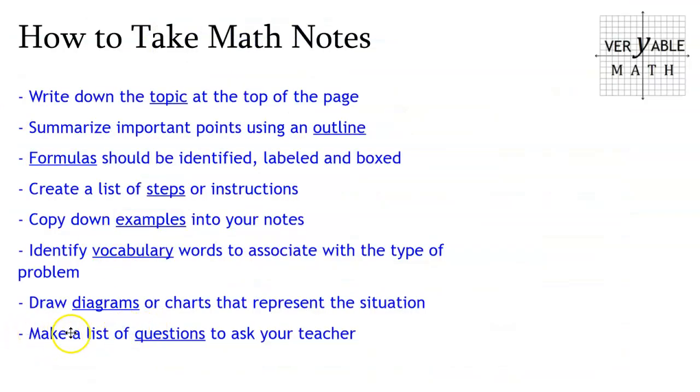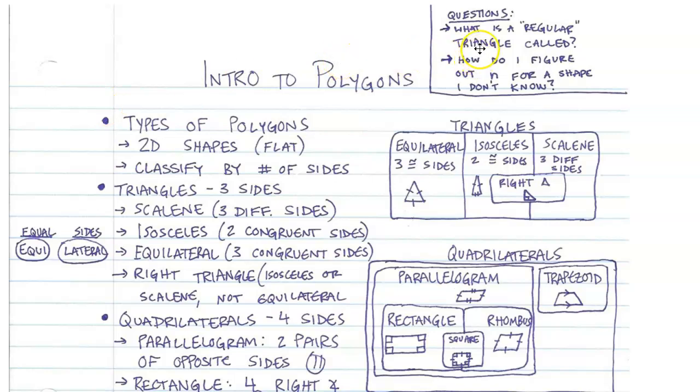The last thing that I'd like you to do is to make a list of questions to ask your teacher. At the end of the video, you might say to yourself, well, I don't understand a couple of different concepts, like what is a regular triangle and how do I figure out n for a shape that I don't know? It's important for you to write these questions down because as you're at home watching these videos, you might not know all these pieces of information. But what you can do is when you come into the classroom setting or into the virtual classroom, whatever your teacher is applying, you can ask these questions and you can get answers to them. Or alternatively, you can go onto a site like YouTube or a site like Google and try to figure out the answer by yourself. And that is a good way of studying.